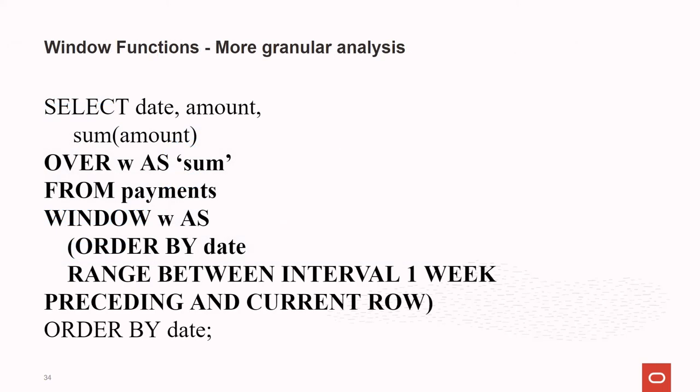Window functions. This gives you more granular analysis, particularly for those who are doing data analytics. One thing I really appreciate is that in the past, you could either do stats on one column, or the entire column, or a group of columns. With windowing functions, it's much more granular. The keyword you're looking for is OVER. And in this case, we're using OVER w, and w is defined as a window. We're going to order everything by date, and we have a range interval between 1 week preceding what we're looking for and the current row.